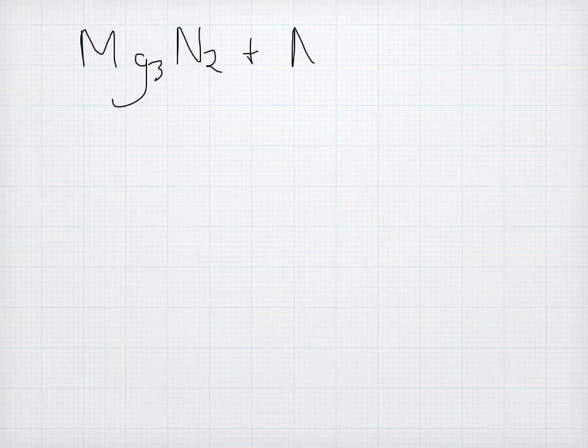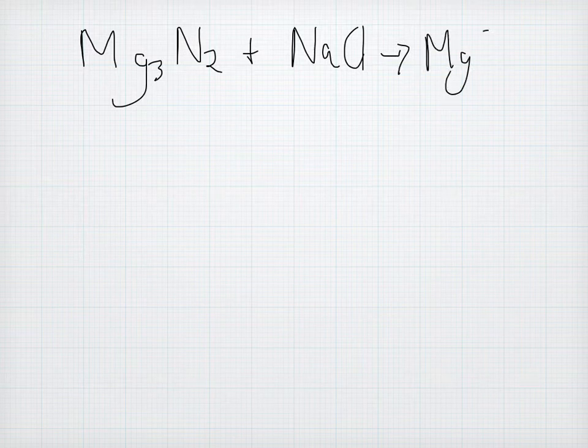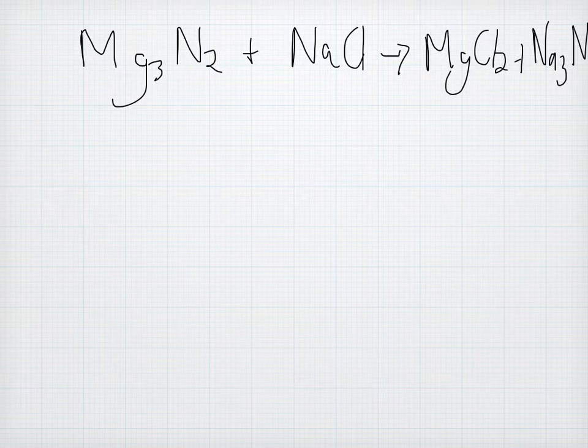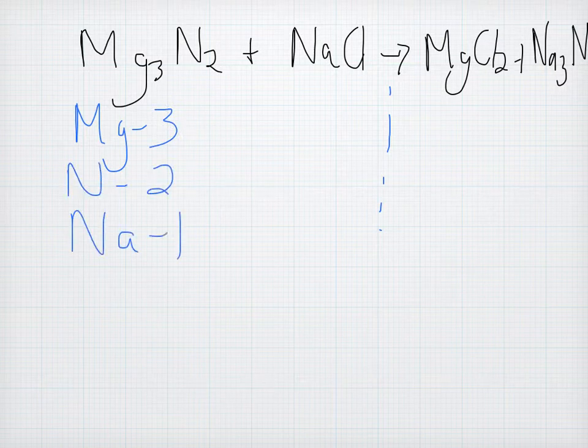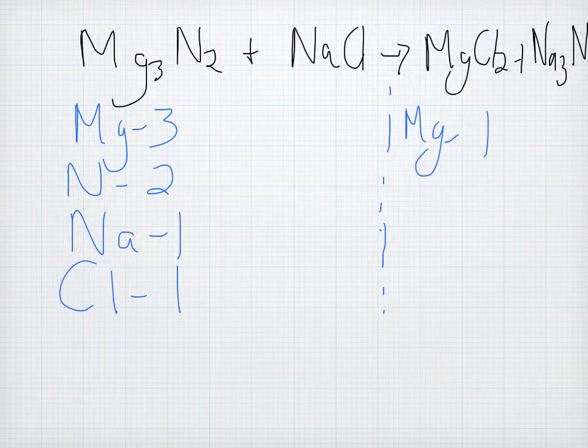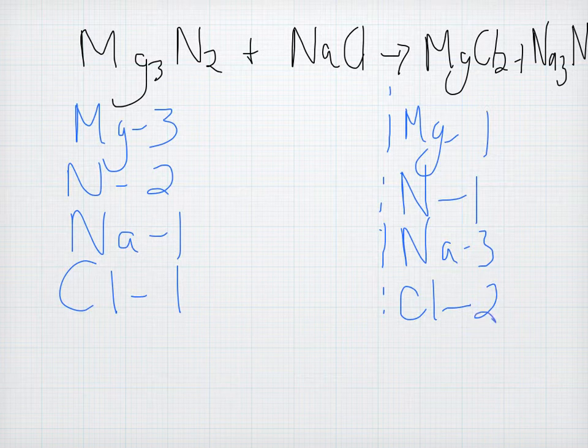Let's do one more example for good measure. We're going to look at Mg3N2 plus NaCl gives MgCl2 plus Na3N. So let's write out what we have. Mg, I have 3, N, I have 2, Na, I have 1, and Cl, I have 1. On the other side, Mg, I have 1. N, I have 1. Na, I have 3. Cl, I have 2. Now, do note that I'm organizing them so that it's easy to see. It makes it a lot easier to see what I need more of because I'm comparing right across. It's easy to get confused if you put them everywhere around.